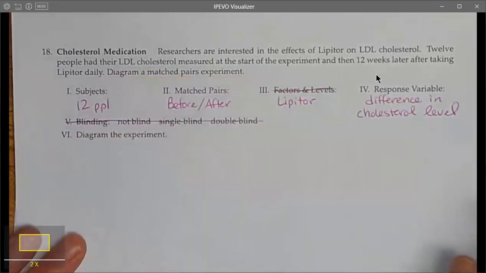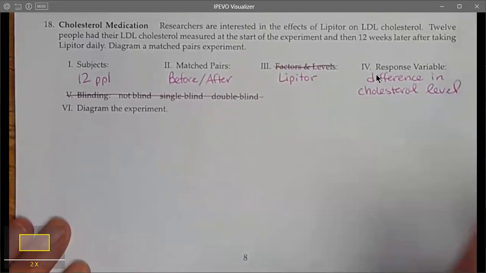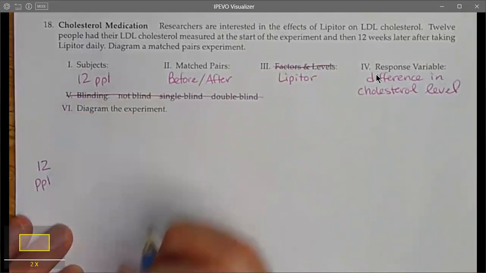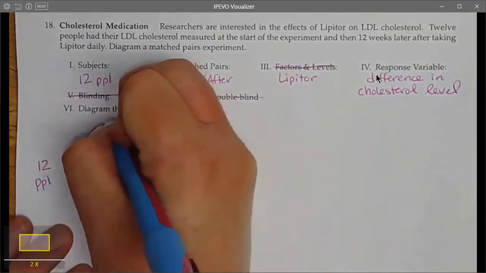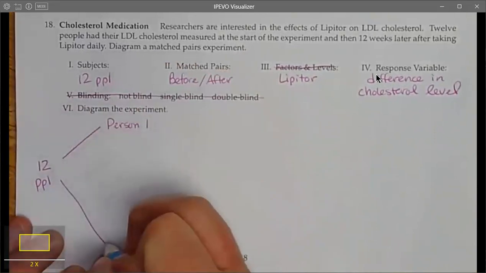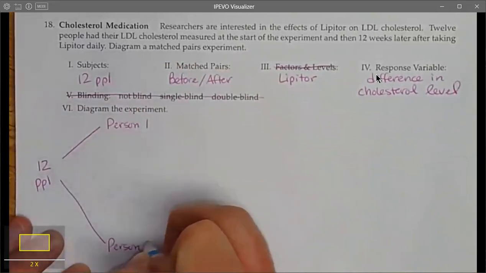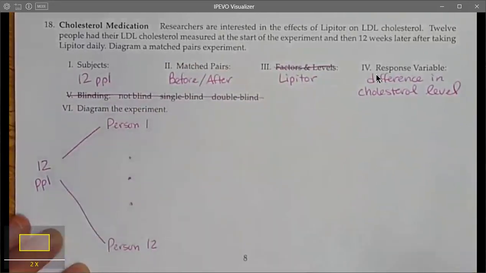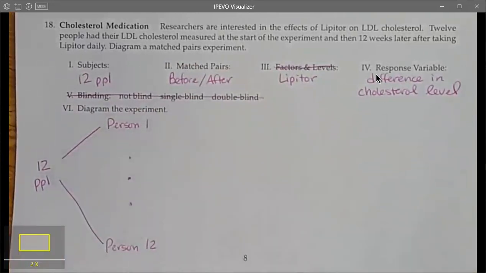All right, so the diagram for this experiment, we're going to start with our subjects, the 12 people. And then our organizational technique is just going to be to split them up one person per line here. They have person 1 and person 12 at the bottom. And I'm just going to go dot, dot, dot down the middle because all of these rows are going to be the same going across.